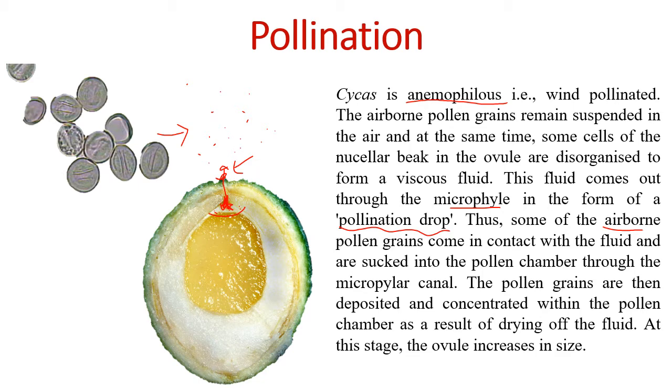Then after that, this disorganized material gets completely dried by losing its water content. So all pollen grains remain as they are, and they do not get any passage to come out. At this stage, the ovule increases in size and the process of fertilization begins.